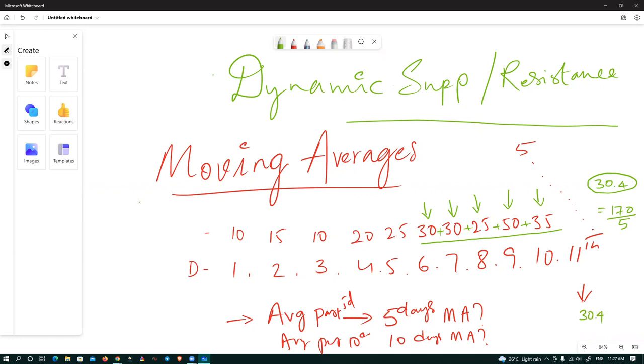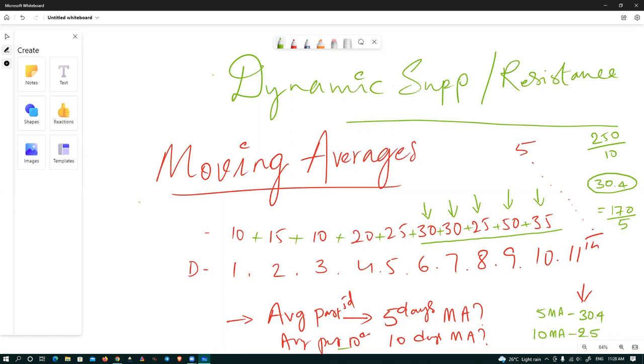And if you want the 10 days moving average, then you calculate all the 10 days: add the recent 10 days and divide by 10. So what is this? 20, 45, 55, 60, 70, 80. Add. The total of this is 250, and divided by 10 is nothing but 25. So the 10-day moving average value will be 25, and the 5-day moving average value will be 34.